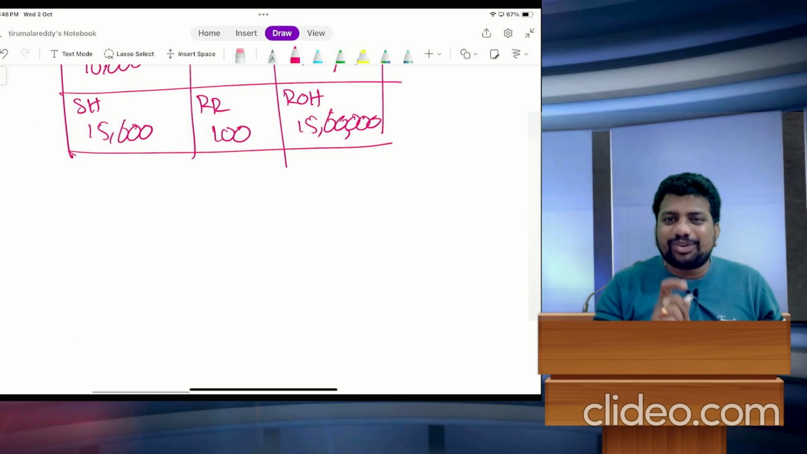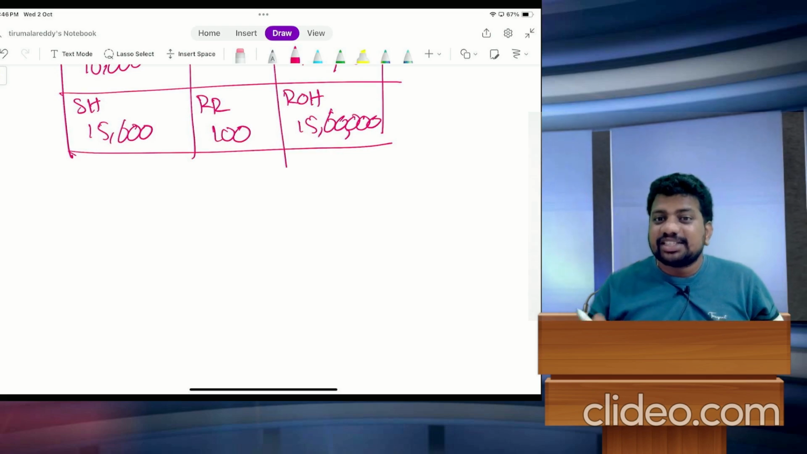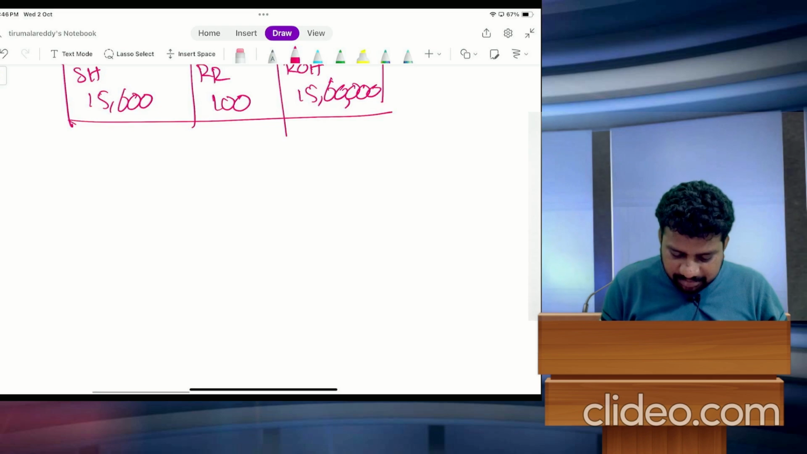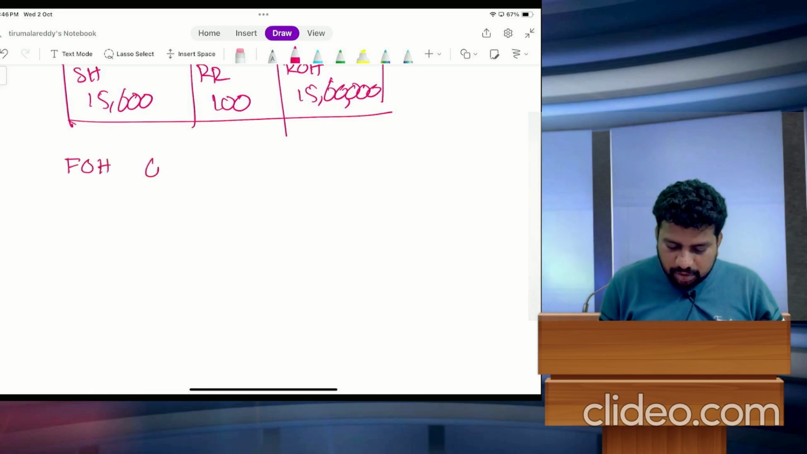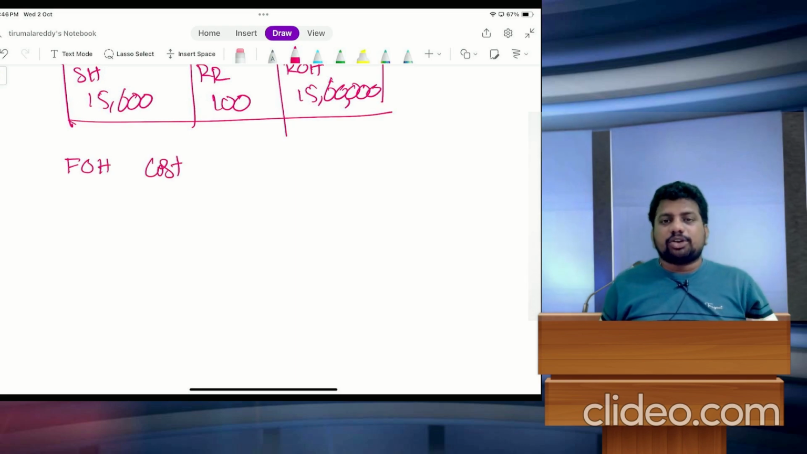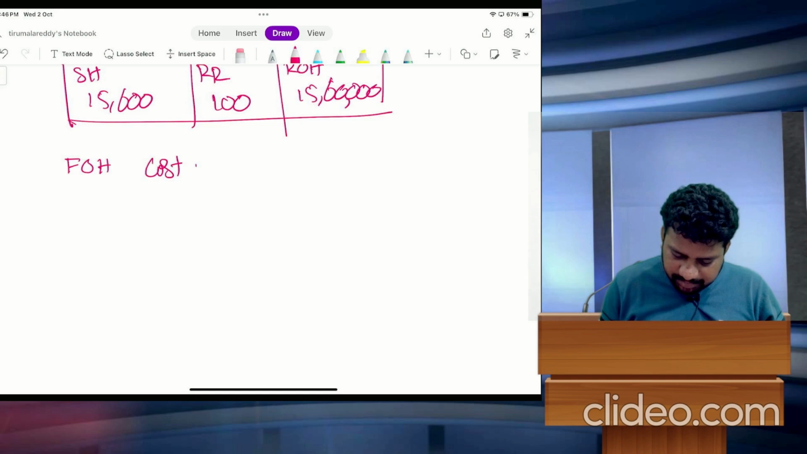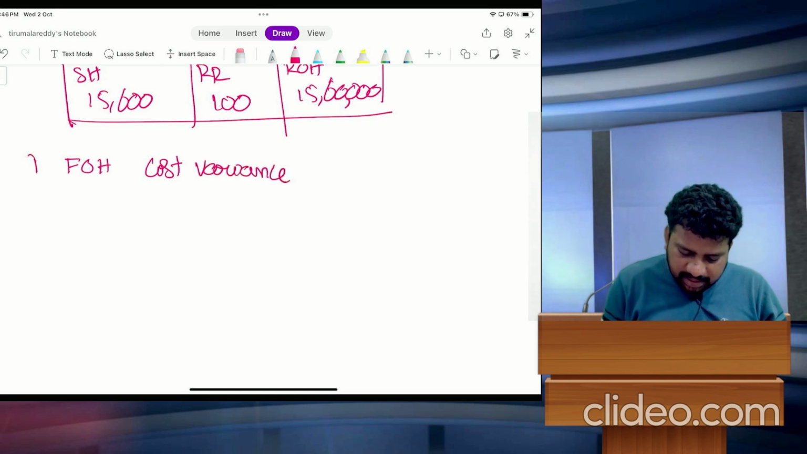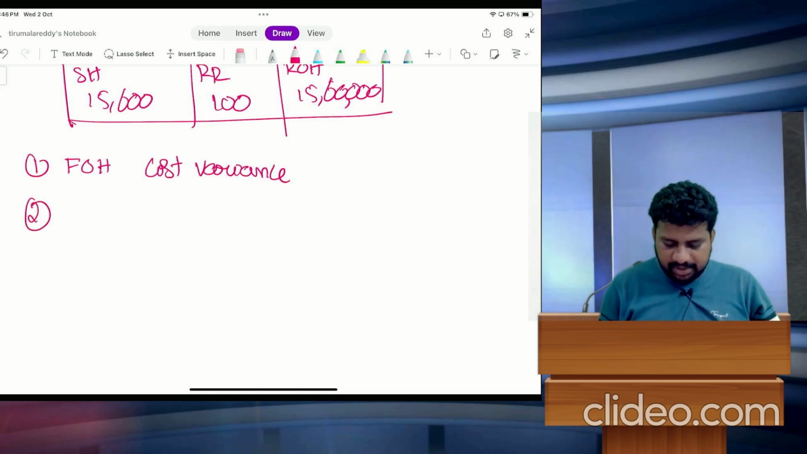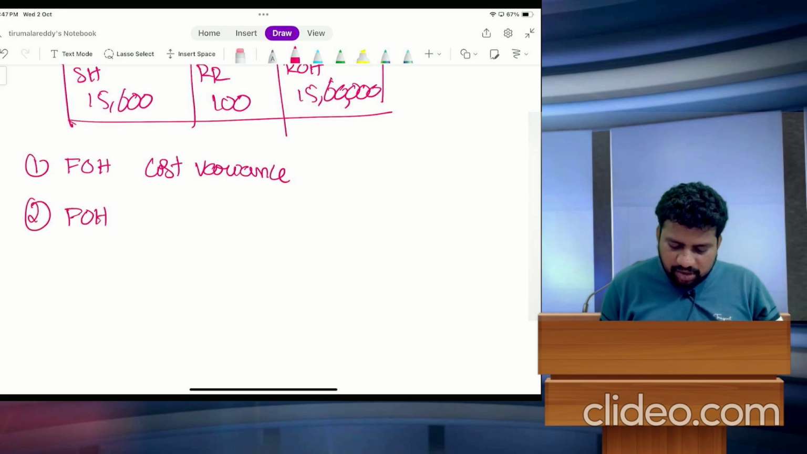Now, this is a category 1 problem. That means we are not having the concept of difference in the number of days. So how many variances? Only 5 variances. Sir, what are those variances? The first one, fixed overhead cost variance. The second one, remember this order.